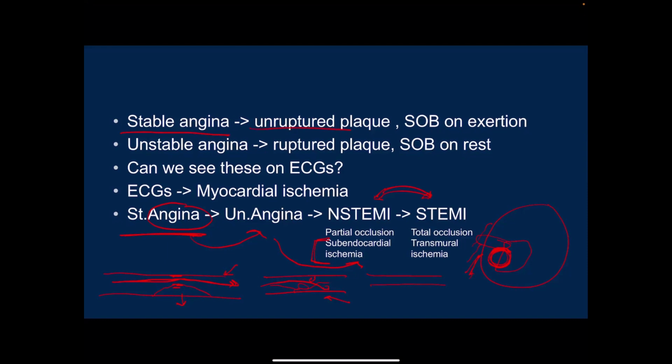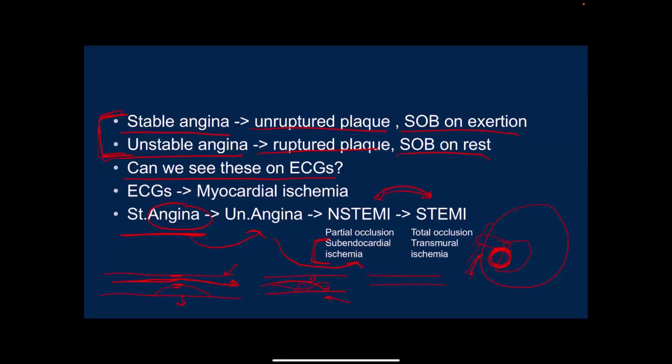Stable angina means unruptured plaque, shortness of breath on exertion. Unstable angina, you have a ruptured plaque, you have a shortness of breath even on rest. Now, question for you guys, can we see these on ECGs, the angina and unstable angina? Do you think we can see them on an ECG? Yes. Why? You asked for unstable and NSTEMI, right? No, unstable and stable, these two. Can we see them on ECGs? Unstable, but not stable. Okay, so actually we can't see them.